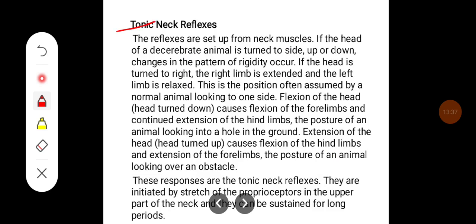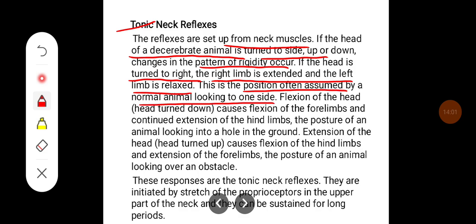Tonic neck reflexes. The reflexes are set up from the neck muscles. If the head of a decerebrated animal is turned to the side, up or down, changes in the pattern of rigidity occur. If the head is turned to the right, the right limb is extended and the left limb is relaxed. This is the position often assumed by a normal animal looking to one side. The flexion of the head, that is, if it is turned down, causes flexion of the forelimbs and a continued extension of the hind limbs.